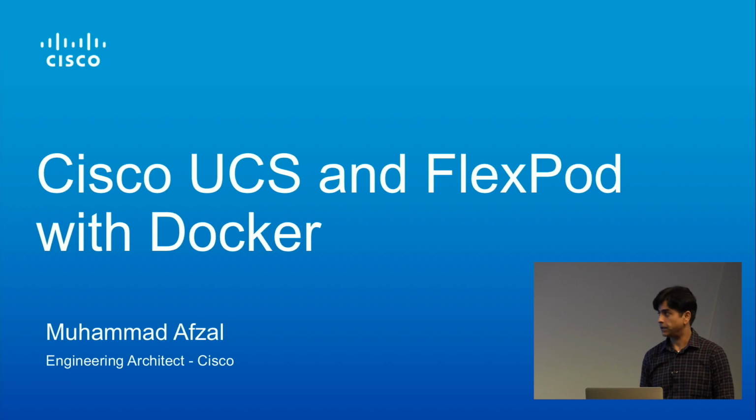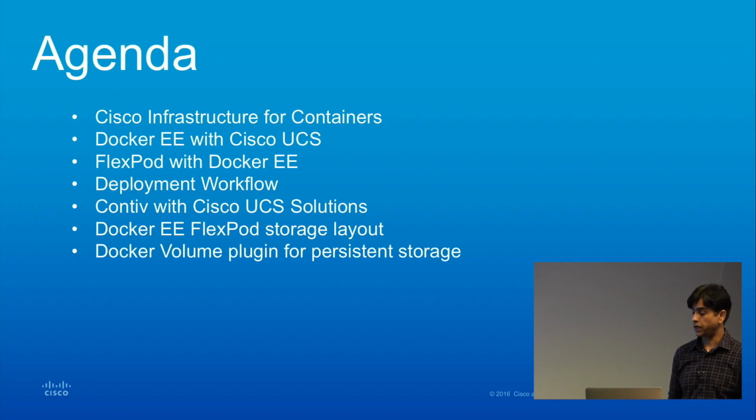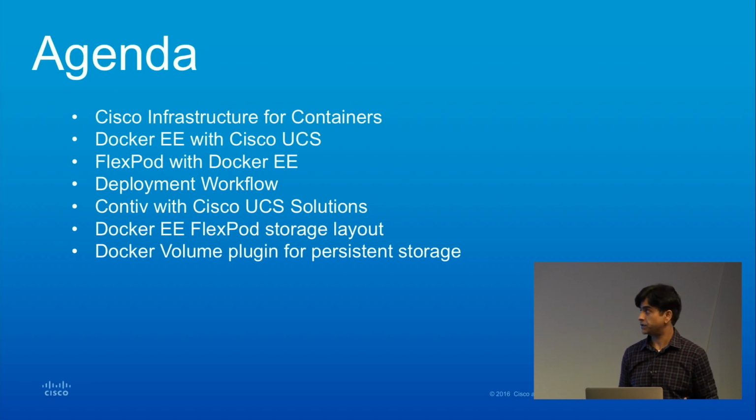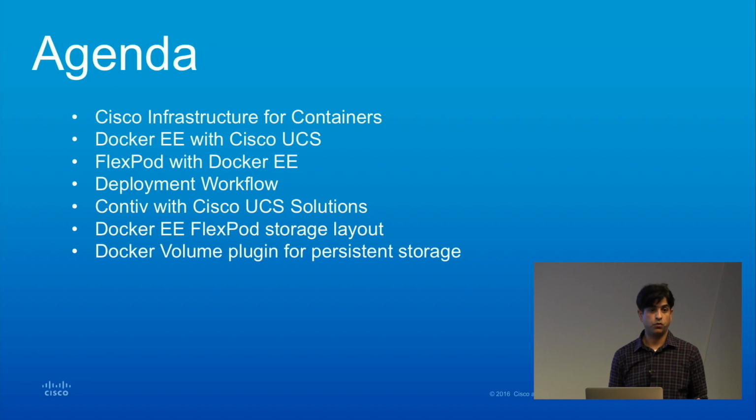Today, I'm going to take a little bit deeper dive on the solutions that we discussed earlier with our teammates. I'm going to talk about Cisco infrastructures for containers, what Cisco is offering in terms of infrastructure-wise, what components are needed to build up on-prem data center to run containers, Docker Enterprise Edition for Cisco UCS solutions, and the Flexpod solution. I'm going to have a little bit discussion about the deployment workflow, how you set it up, stage it.